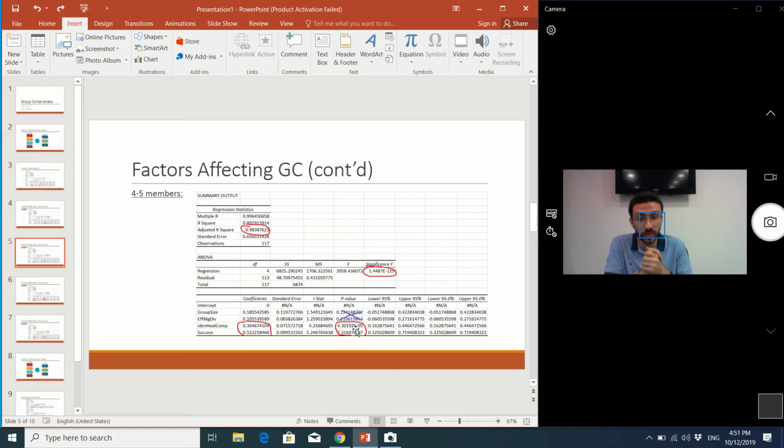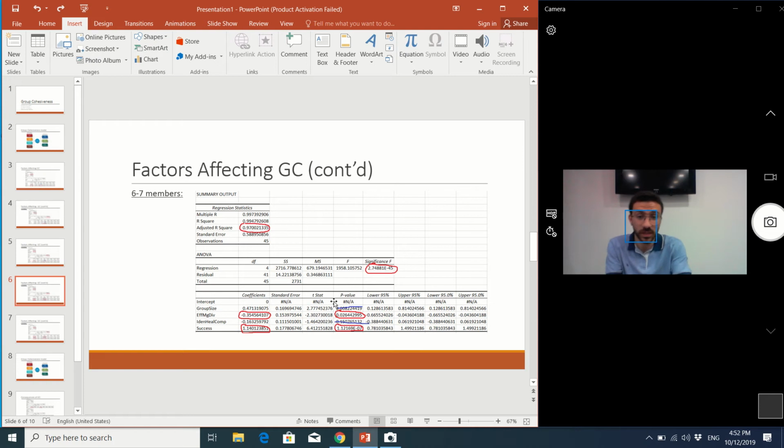Now, moving to 4 to 5 members, here identity will also have an effect beside success. Effective management of diversity and group size, anyway we divided the group size, will not have an effect. So success is stronger than identity and healthy competition, slightly stronger. So we can focus more on identity and healthy competition in order to improve the group cohesiveness. The effective management of diversity does not make any difference in this case.